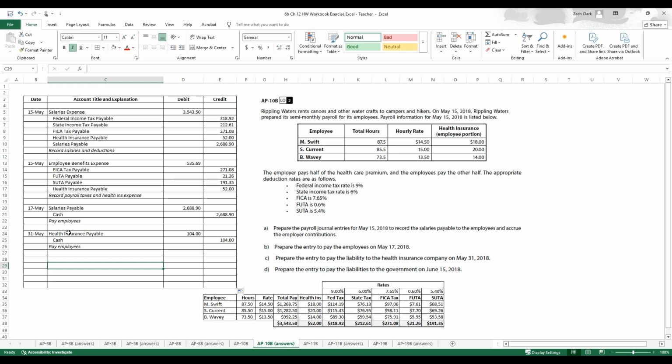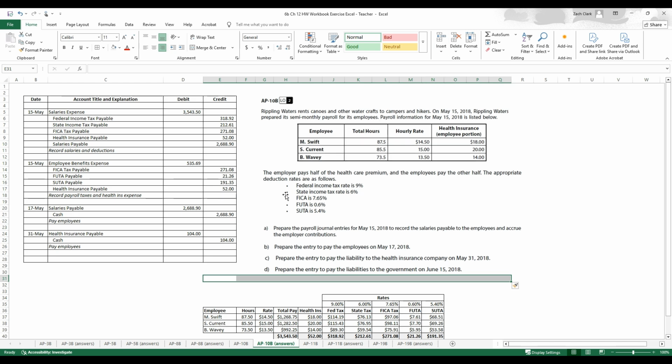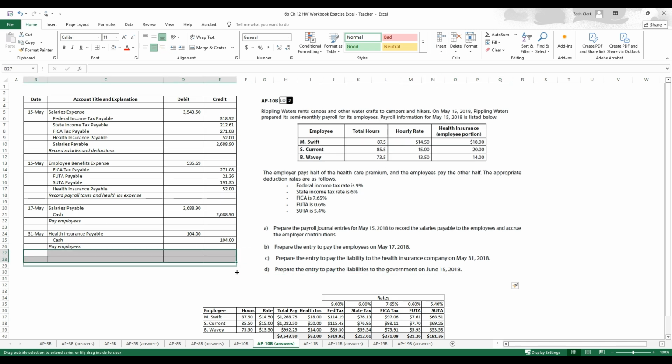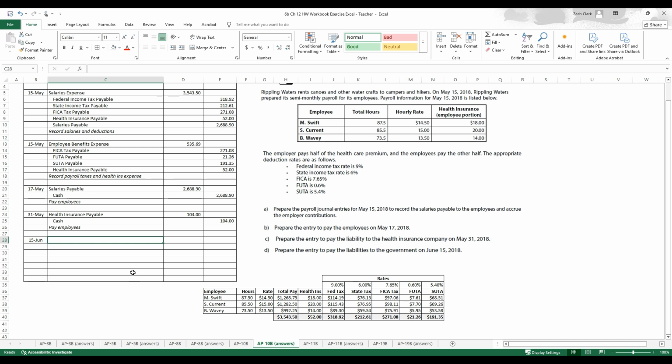Now we need to prepare the entry to pay the liabilities to the government. Actually, with that said, let me move this down so I have a little more space. Again, on your version, you won't see this problem, I don't think, but I think I might run out of space otherwise. Okay, so now it says on June 15th, later on, we're going to need to remit these amounts. And so this is going to be all these different payables that we need to actually pay, right? So cash is going to go down, but let's look at all the payables that we have.